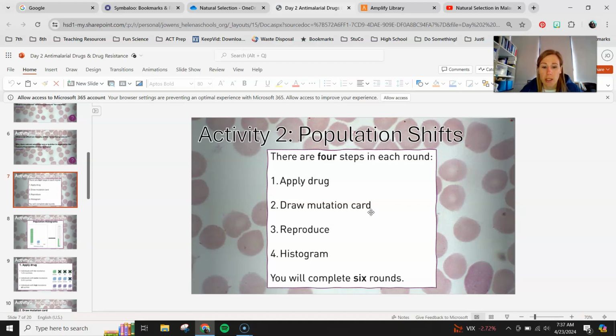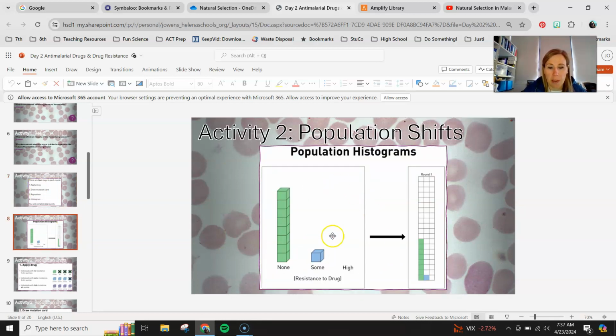Okay, and then we're going to take those mutations and we're going to allow those individuals that are still alive to reproduce. And then at the end of that generation, we're going to draw a histogram. So we're going to go through 6 rounds of this. So here's your guys' starting population. You guys are going to see in the little video I show you here in a second that we're going to start out with 8 individuals that have no resistance to antimalarial drugs. We have 1 blue cube, which represents some resistance, and then we have no individuals right now at this time that have high resistance.